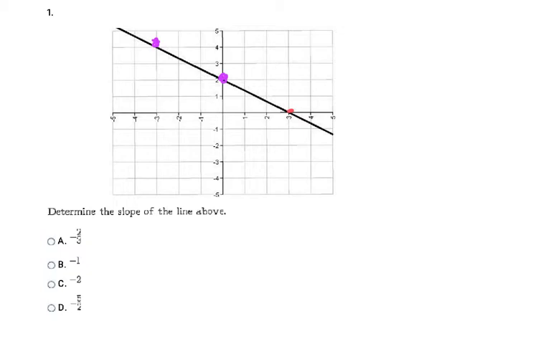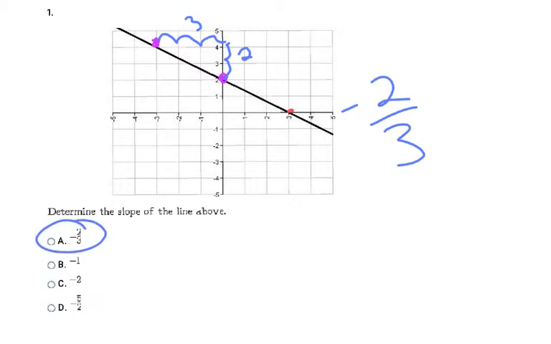So I'm going to go ahead and count my rise, 1, 2, and then I'm going to count my run, 1, 2, 3. So my rise over run is 2 over 3. This is a downhill line, so I'm going to add in the negative, and that makes my answer A.